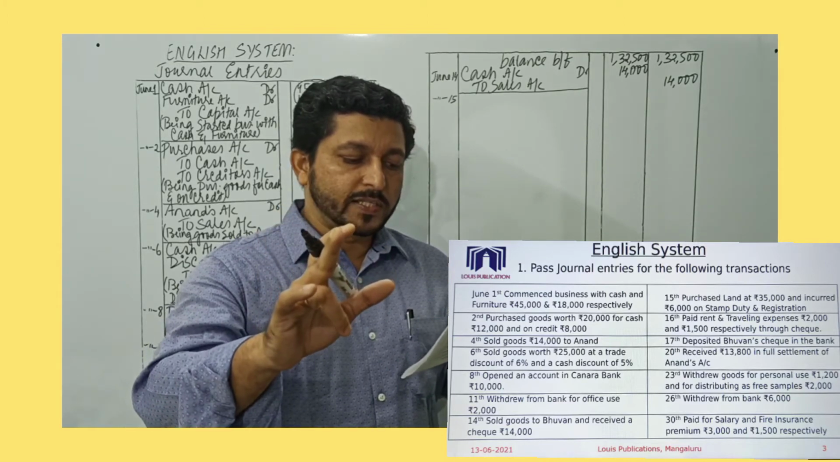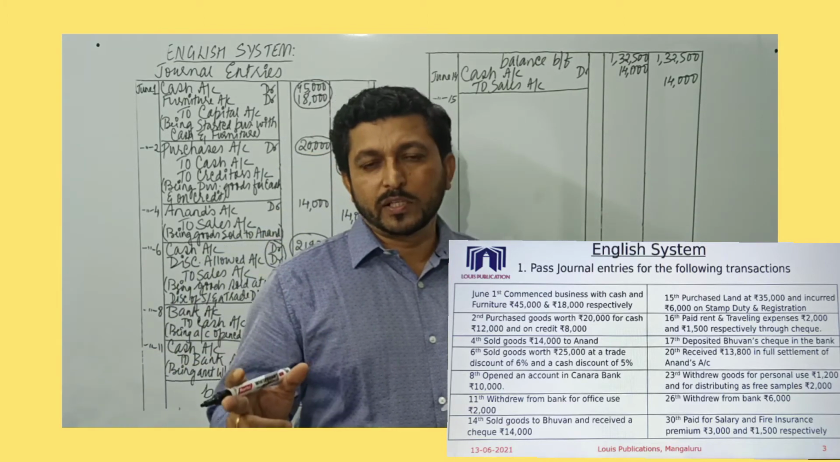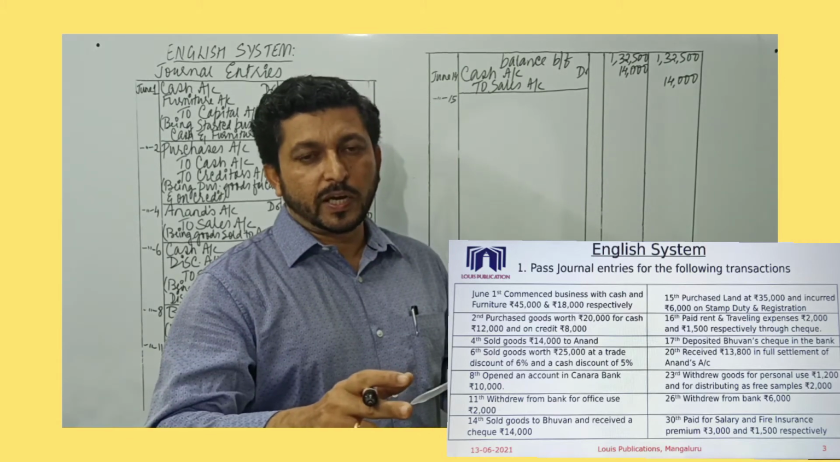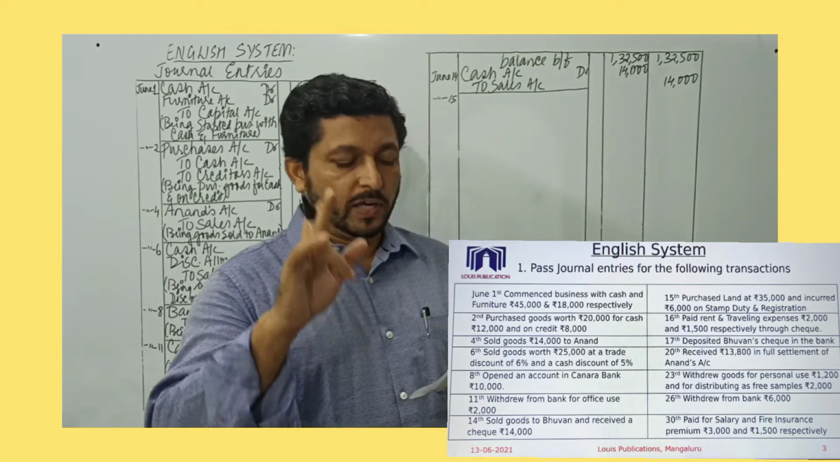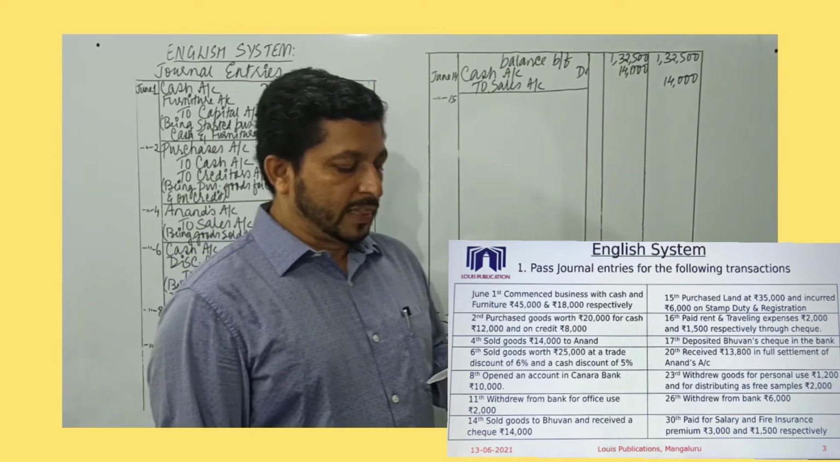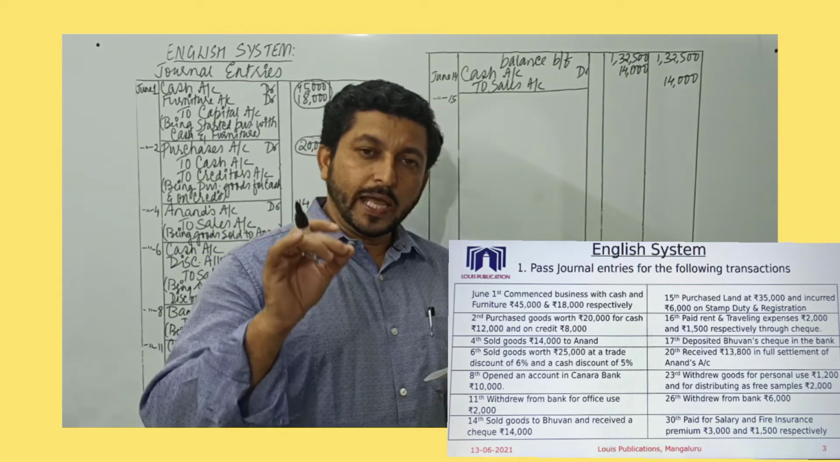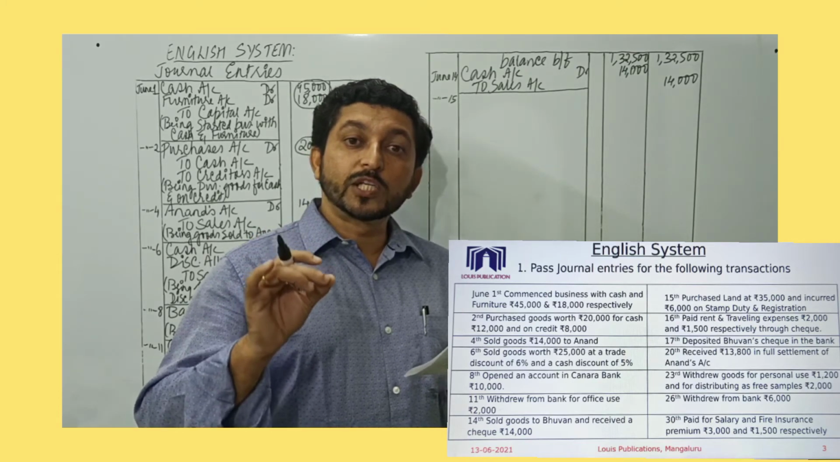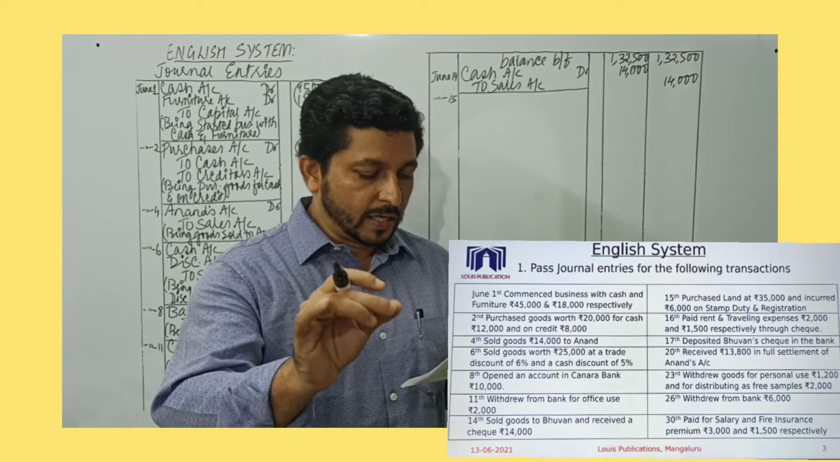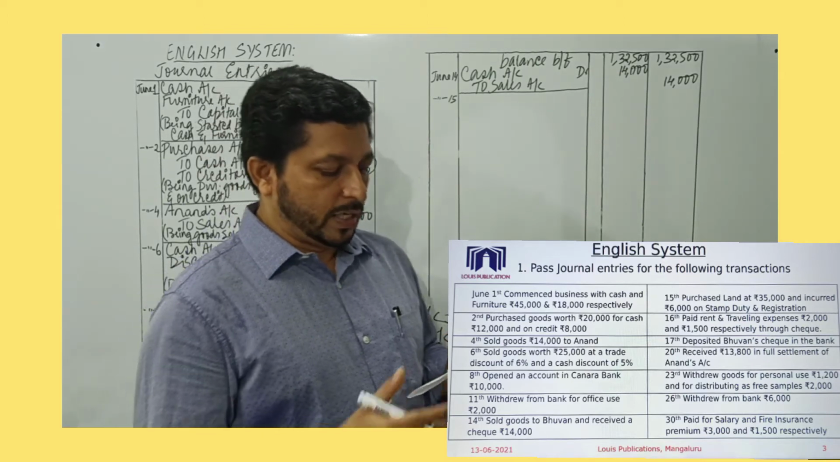So cost of land is 35,000, but stamp duty and registration are related expenses connecting to land, so that 6,000 will be added to land value and land cost will be 41,000. So remember, any expenses in connection with the purchase of an asset till it is put to use is included in the concerned asset account itself.